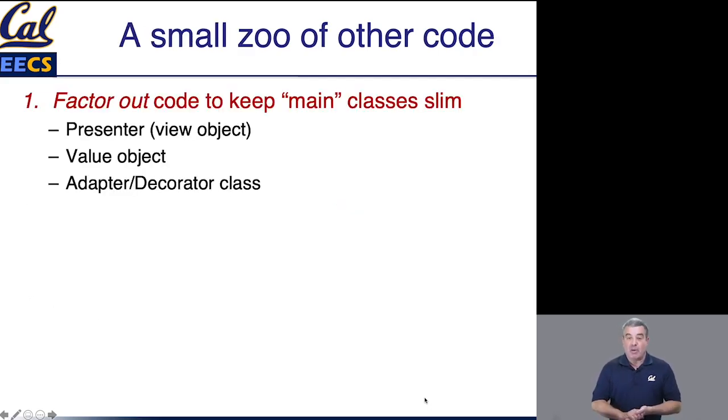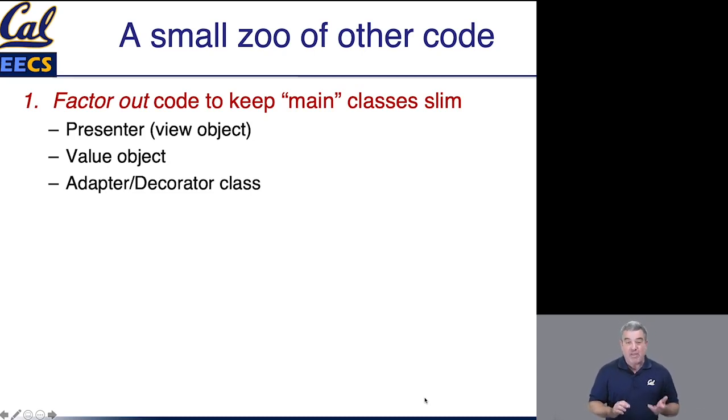Factoring out code to keep your main classes slim. What are some cases where you'd want to do this? Well, if you Google presenter, as in model view presenter, a presenter is some code that helps the views do a better job of displaying complicated objects or letting the user interact with them. So they're related to what the view does, but you don't want to make them part of the view itself, because we try to keep code out of our views. So that's one example of factoring out code.